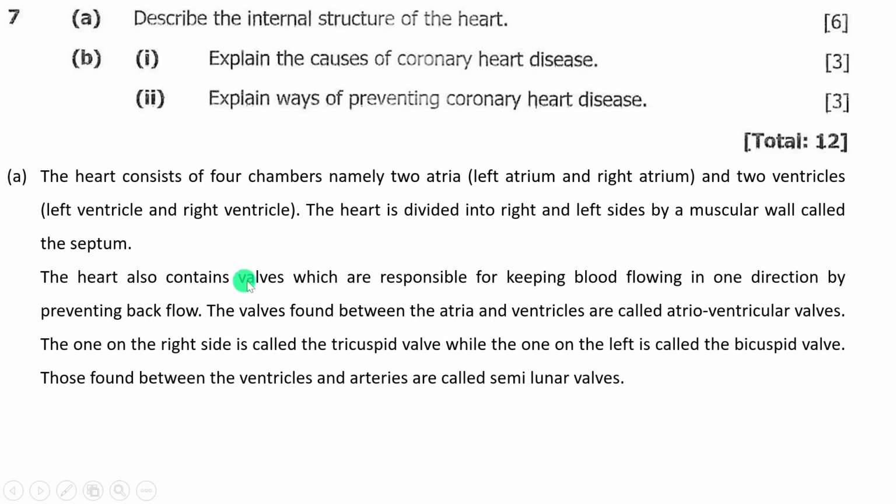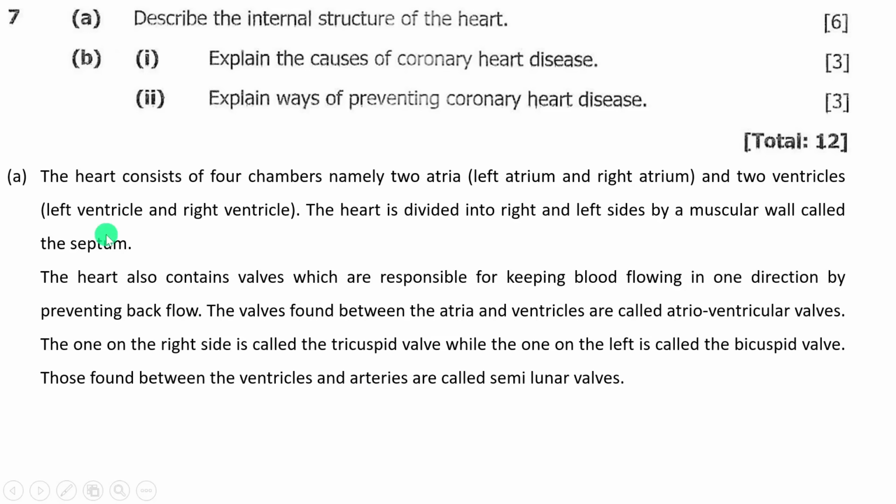Then the heart also contains valves, which are responsible for keeping blood flowing in one direction by preventing backflow. The valves found between the atria and ventricles are called atrioventricular valves. The one on the right side is called the tricuspid valve, while the one on the left side is called the bicuspid valve. Then those found between the ventricles and the arteries are called semilunar valves.